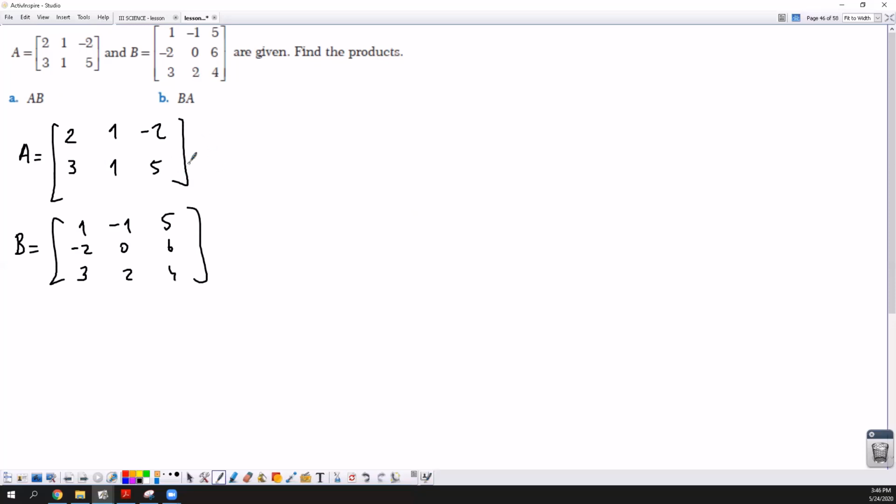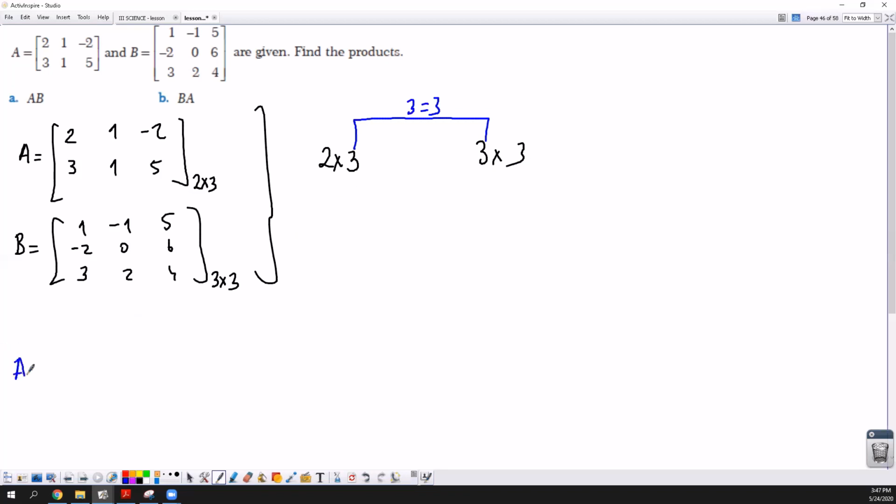So for the dimension of the first matrix, A, we have 2 rows and 3 columns, so it's going to be 2 times 3, and the second one is 3 times 3. To multiply 2 times 3 and 3 times 3, we have to check first that 3 is equal to 3. So when we multiply A times B, the resulting matrix will have 2 times 3 dimension. It means that first we are going to multiply the first row by the first column.